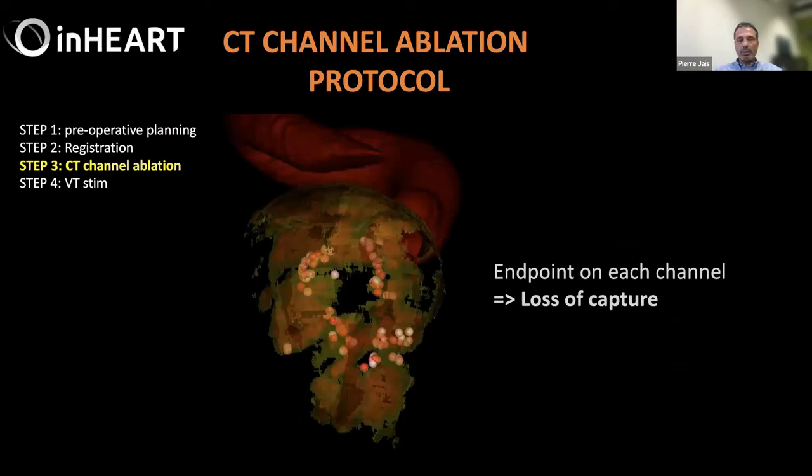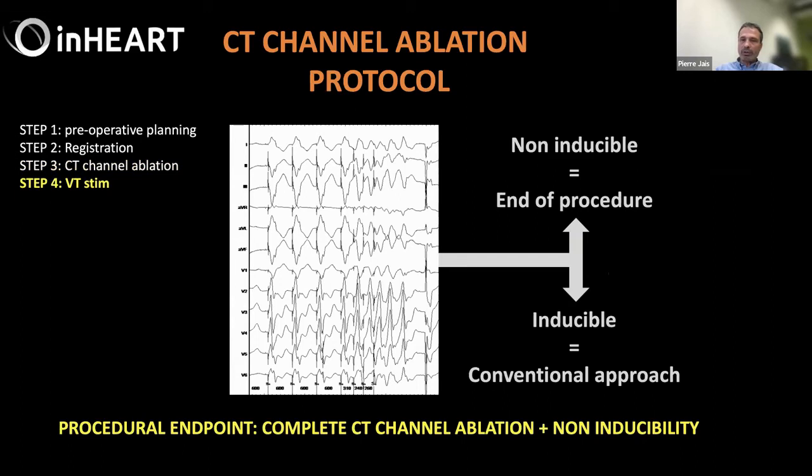We make sure that we lose capture here. We pace after ablation at 10 milliamps and 2 milliseconds, make sure that there is no capture. And we manage to place the lesions in the thinnest part of the CT channel. Why are we doing that? Well, because we want to maximize the chance for a durable lesion. So after doing that, and only after doing that for all CT channels, we would check for inducibility.